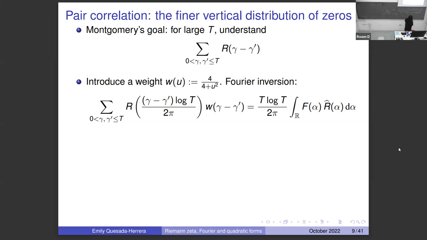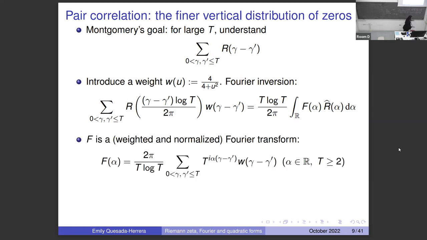And if we apply Fourier inversion, then this sum can be written in this way, on the right. And here we have the special function F. This was Montgomery's function F. We can define it in this way. So we can think of it as a weighted and normalized Fourier transform of the distribution function of the pairs of zeros.